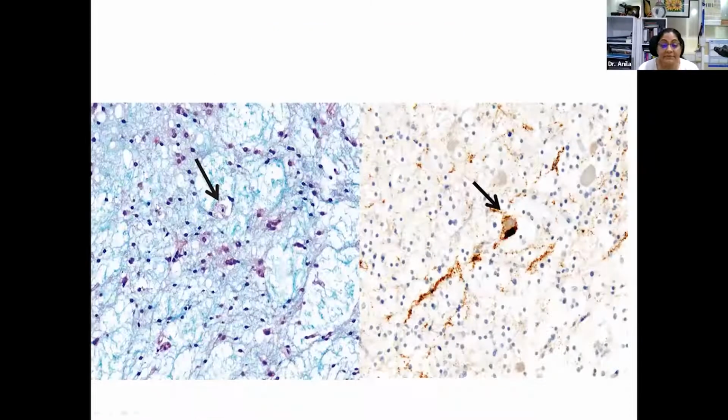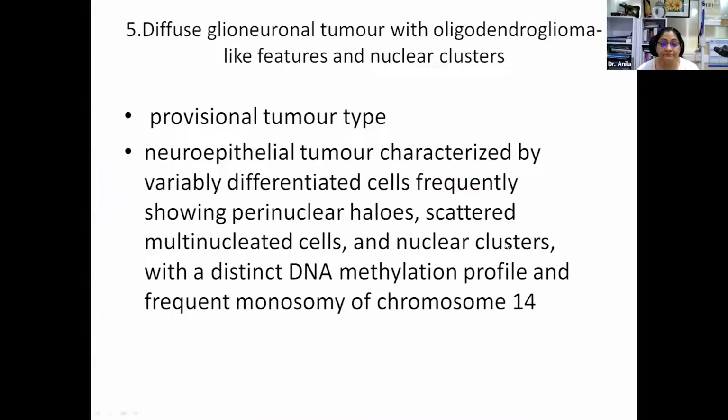Sorry, I skipped this. This is an Alcian blue stain where we can see this blue myxoid matrix and these neurons floating. And this is the synaptophysin positivity in the neuronal cell.